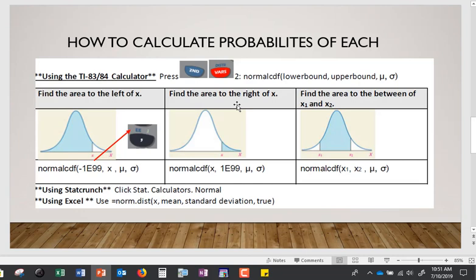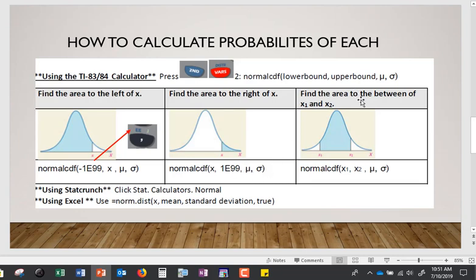If you wanted to find the area to the right, then your lower bound this time is the x value they're asking you about. Your upper bound, the biggest number you can have, is positive infinity. Once again, you can use 10 million, 5 million, just a very large number, 10,000. For some distributions, it could even be 100. Then enter your mean and standard deviation.